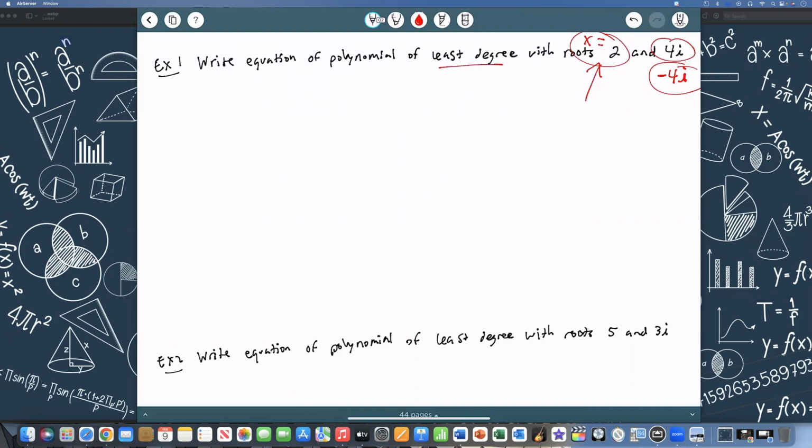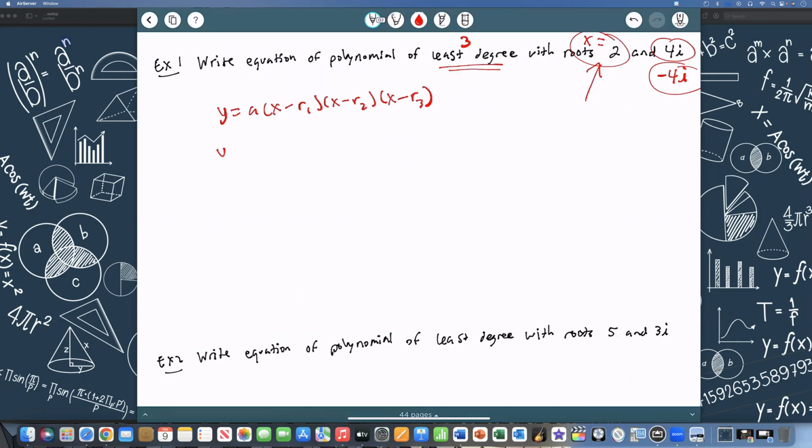So when it says least degree, it means the bare minimum. So we have 3 roots, so the least degree would be cubic, degree 3. Okay, so remember to write out my formula, it's x minus root 1, x minus the second root, and x minus the third root here.